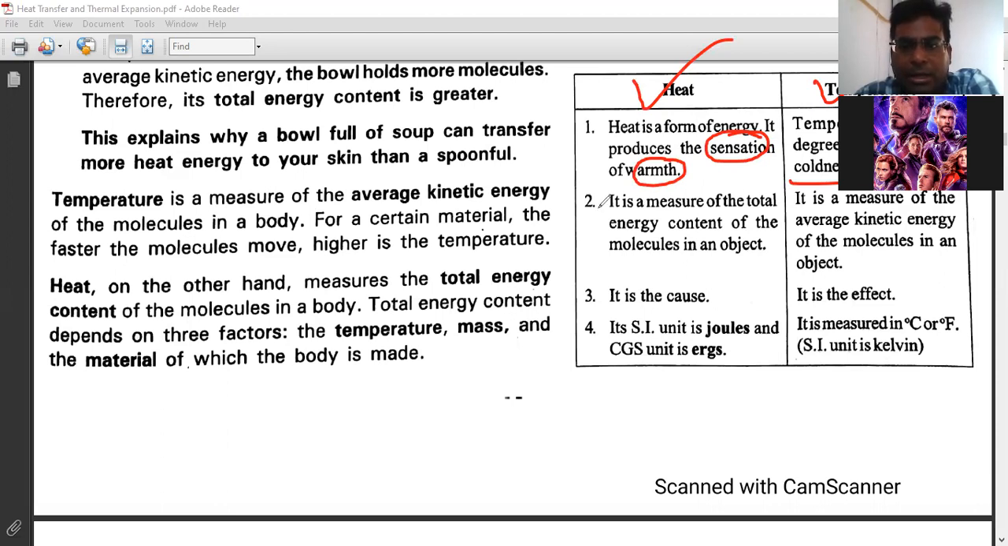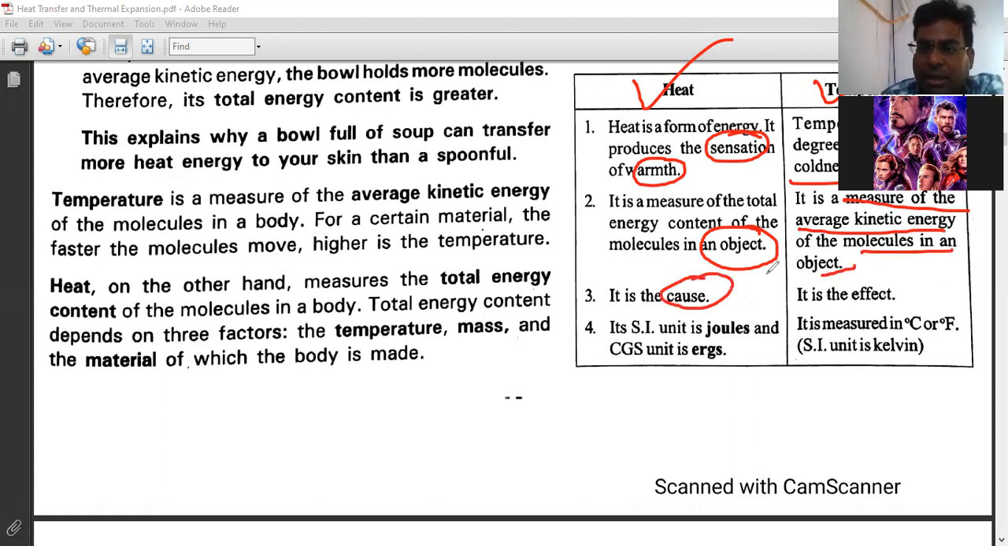Next point, heat is the measure of total energy content of the molecules in an object, but temperature is the measure of the average kinetic energy of the object. Heat is the cause, and temperature is the effect, right? The SI unit of heat is joule or erg, but the temperature unit is different. It's degree Celsius, Fahrenheit or Kelvin. So this is the main difference between heat and temperature.